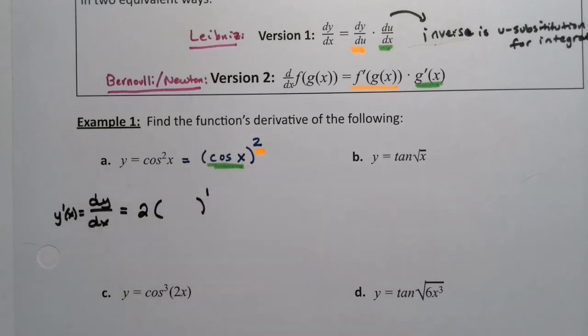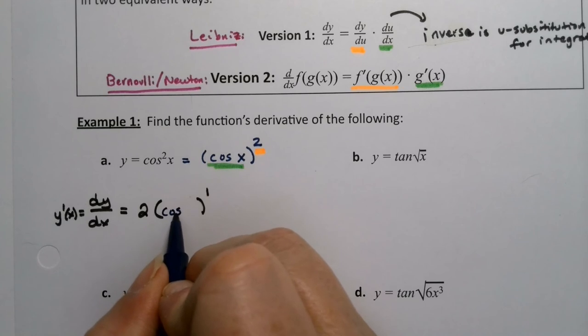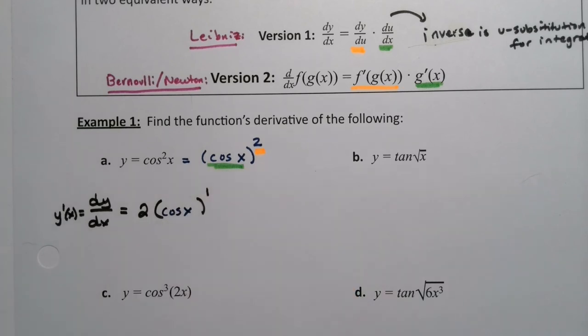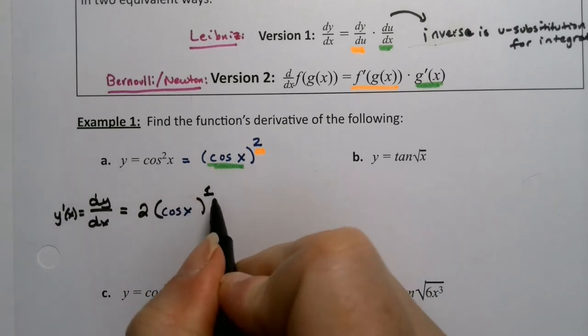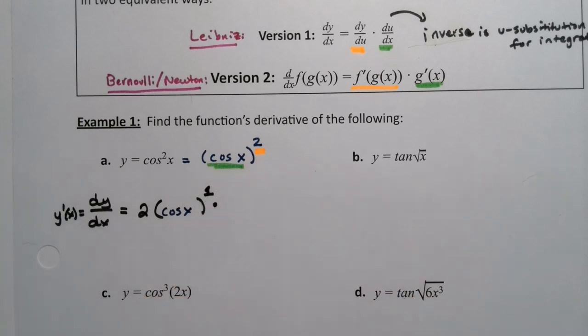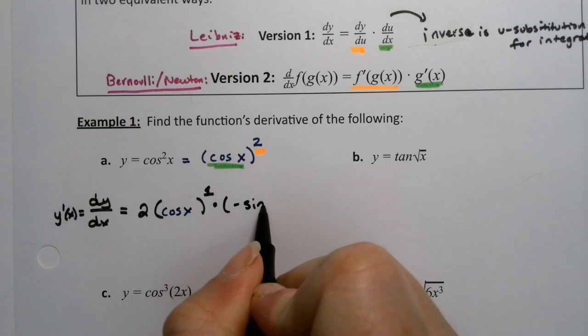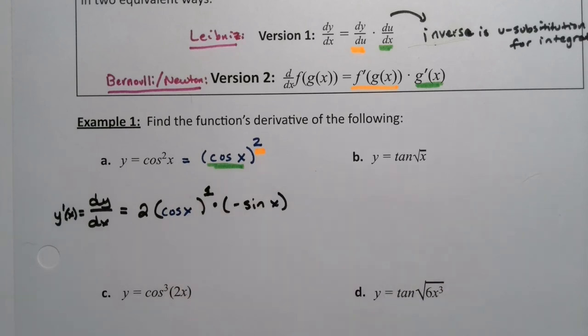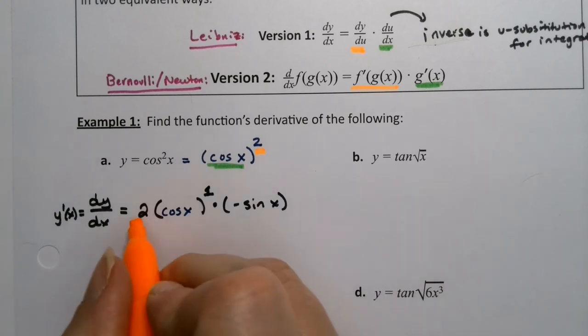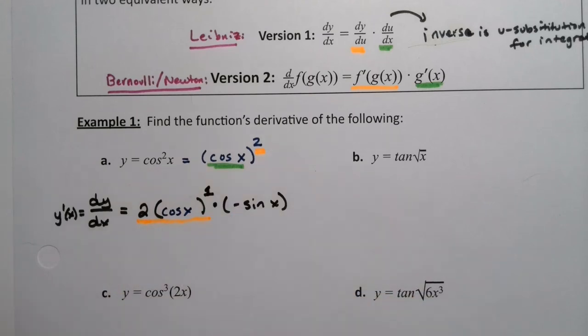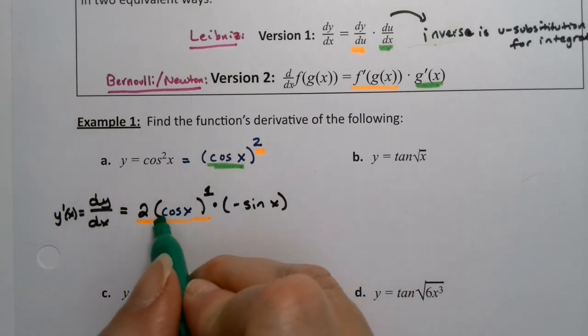Right? So we learned that with basic power rules back in calculus. And then you leave the cosine of x alone, and then you multiply it by the derivative, so that's the 1 power. Then you multiply by the derivative of the inner part. Well, the derivative of cosine is negative sine, like that. So this is the outer part right here, and then here's the inner part nested inside, and then there's the derivative of the inner part.